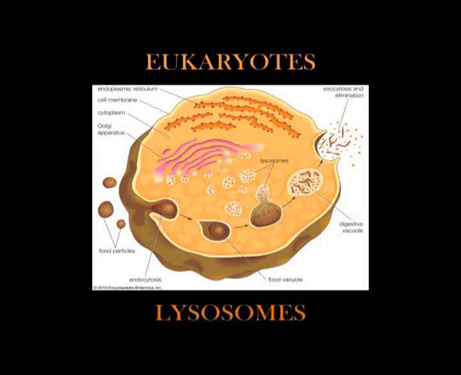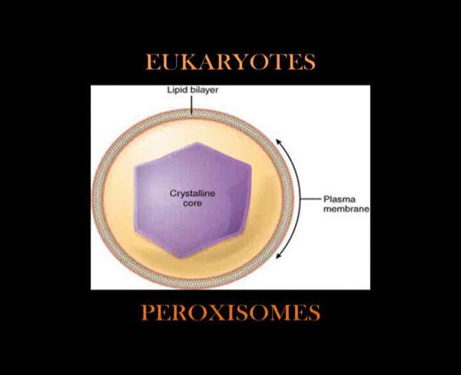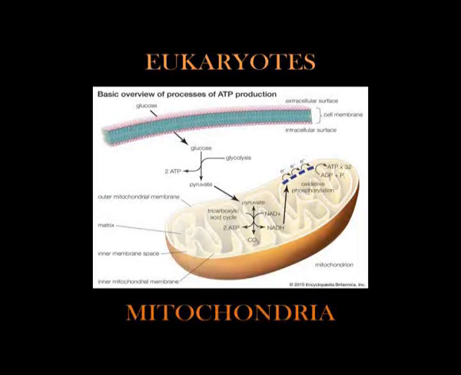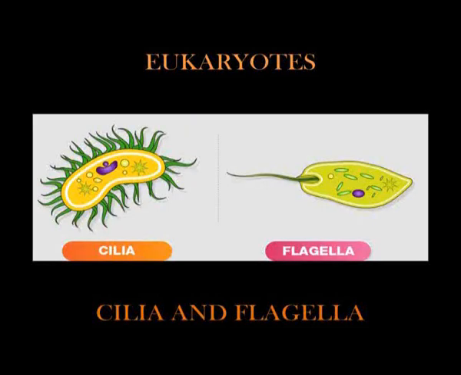Lysosomes are compartments containing digestive enzymes, and peroxisomes are containers for enzymes involved in oxidative reactions. Most also have mitochondria that convert energy stored in the chemical bonds of nutrients into ATP. Cilia and flagella are ancient eukaryotic specializations used for motility or sensing the environment.